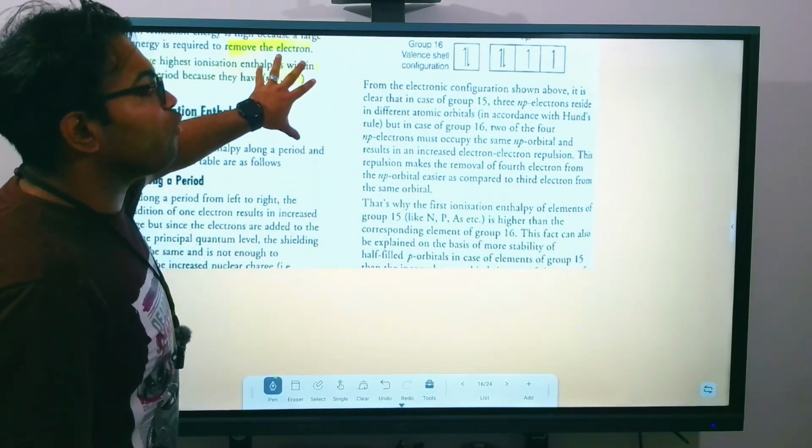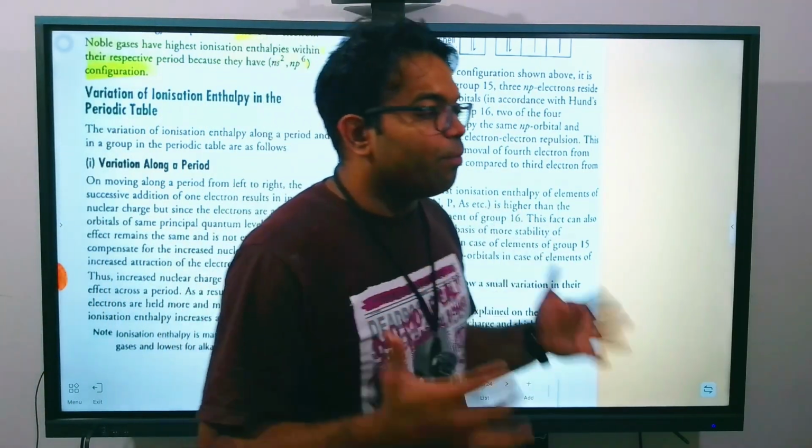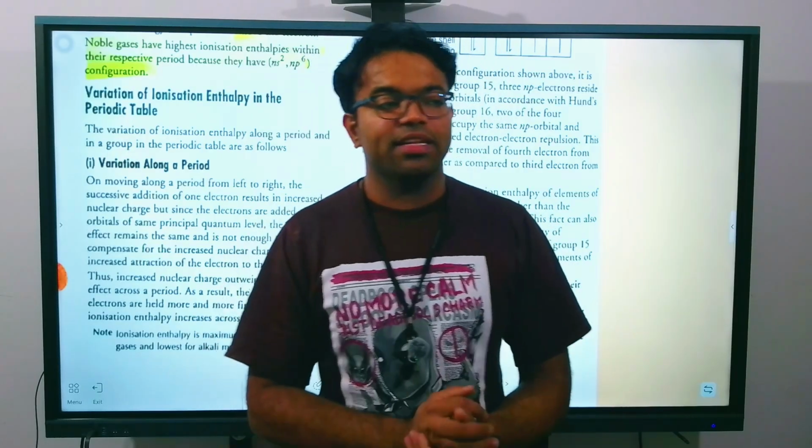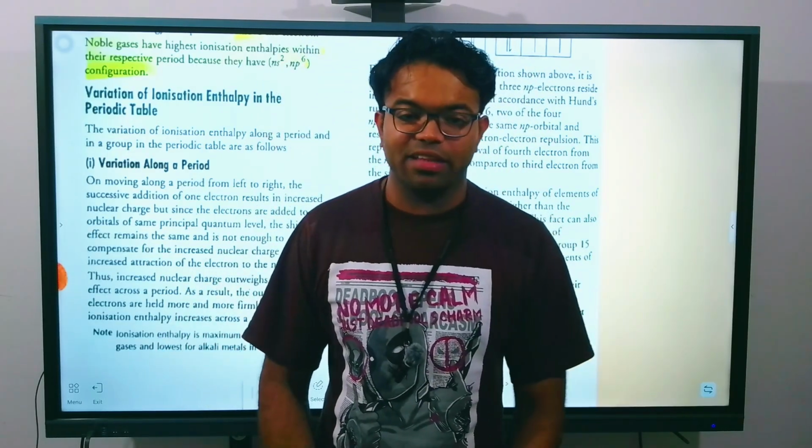Okay, there are a lot of exceptions. You have to remember these exceptions by heart, because when you try to arrange them, the main questions will be: arrange the following elements in increasing order of ionization enthalpy.